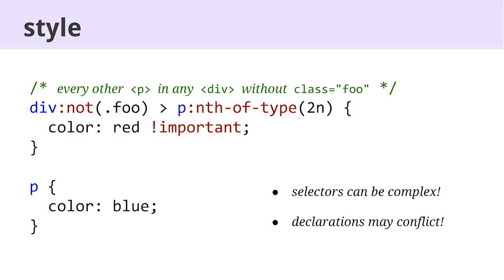Now, not only are there lots and lots of style properties, but it can be non-trivial to determine which elements a style rule actually applies to. Like this one is every other paragraph inside any div without the class foo. And some elements may be selected by more than one rule with conflicting declarations for a particular style property. So the style engine is tasked with sorting all this out.